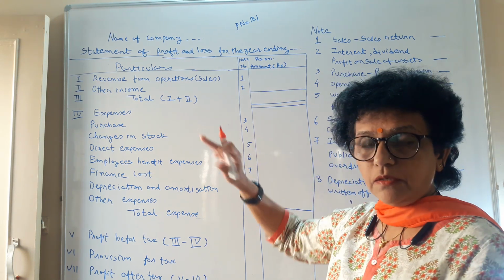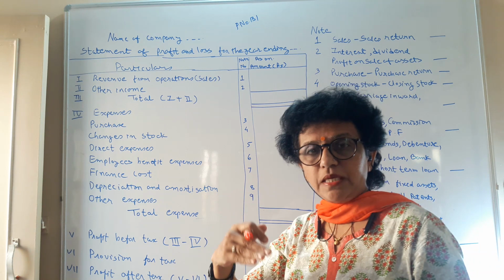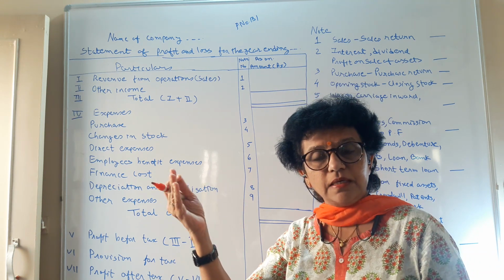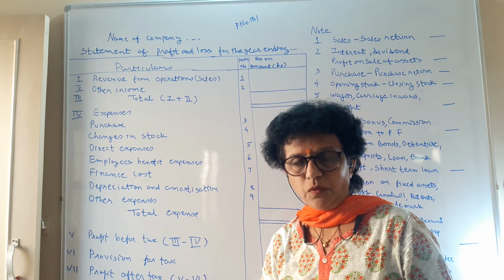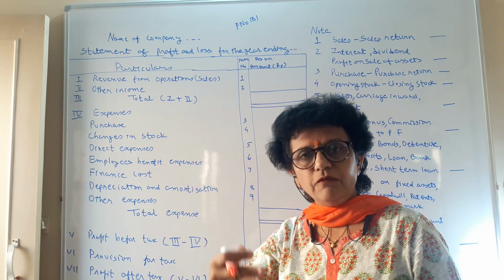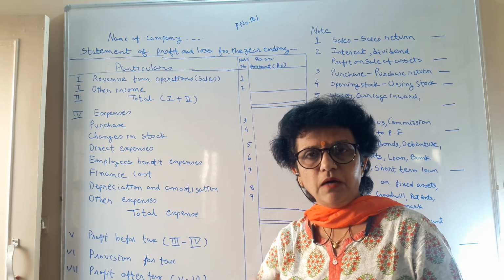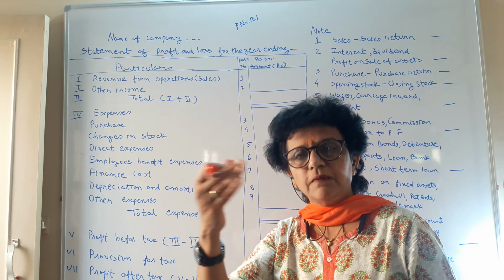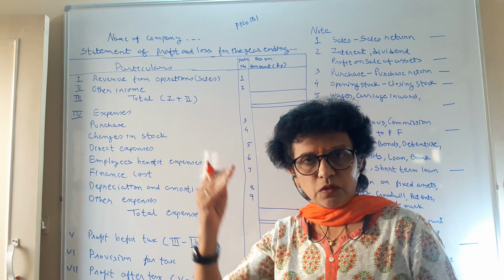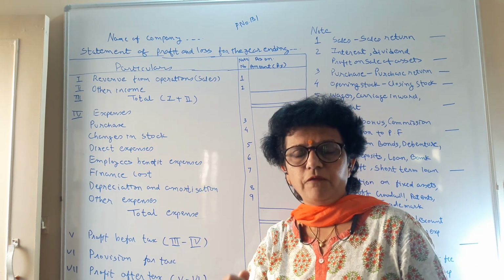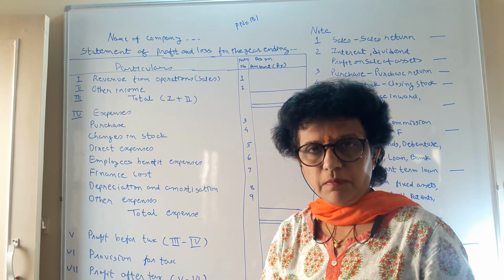In a company, they don't have a trading account as well as a P&L separate. That's what we have learned in the case of our sole proprietorship and partnership final accounts. Companies have the vertical format of the profit and loss account, and in that itself the direct nature expenses and income are included. So they have only one format which you need to remember.